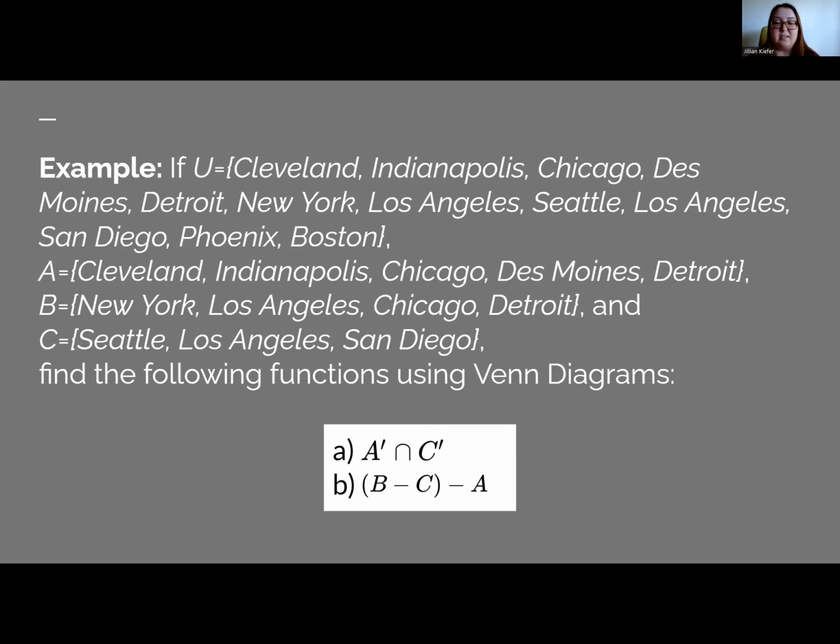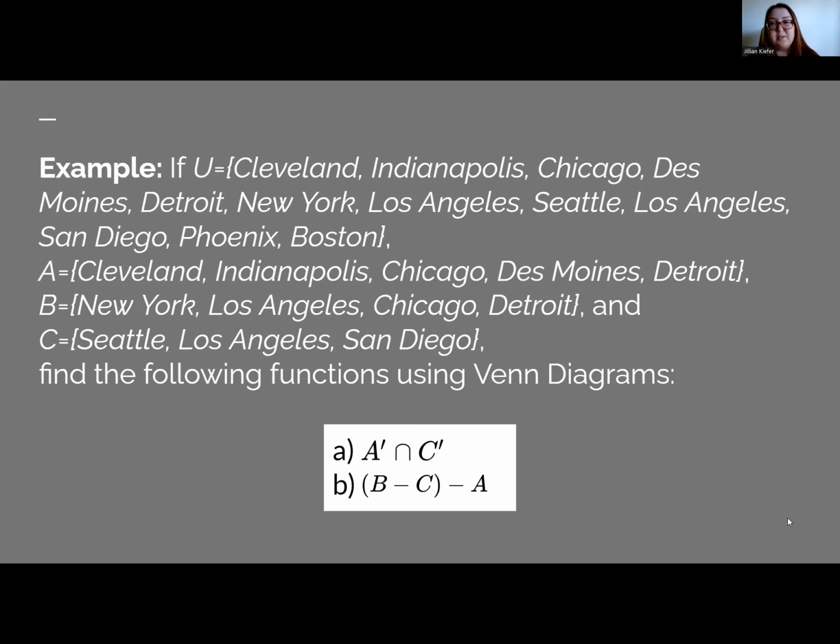Part A is A complement intersect C complement. So we'll need to know what is A complement and what is C complement. Then B, we'll have B minus C minus A. So B minus C will be subtracting any elements from C from the set B, minus A, then taking that answer and subtracting any elements that are also in A. So we have intersection with apostrophe or our complements here, and then we also have our set difference.